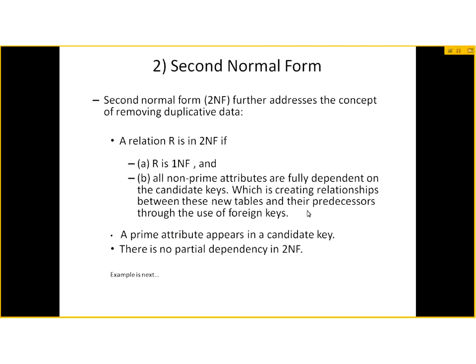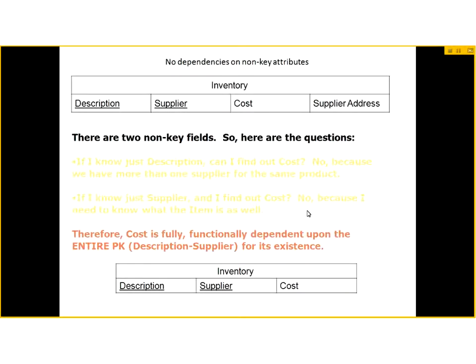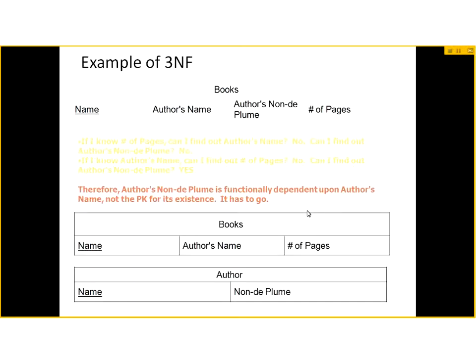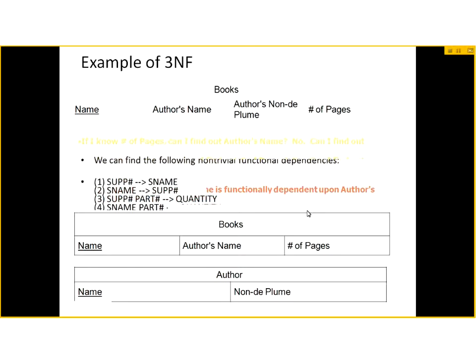Then for second normal form, a relation R is in second normal form if it is in first normal form, and all non-prime attributes are fully dependent on the candidate keys. A prime attribute appears in the candidate key, as there is no partial dependency in 2NF. So now there are two non-key fields. I'm skipping this example because we have already talked about first normal form.